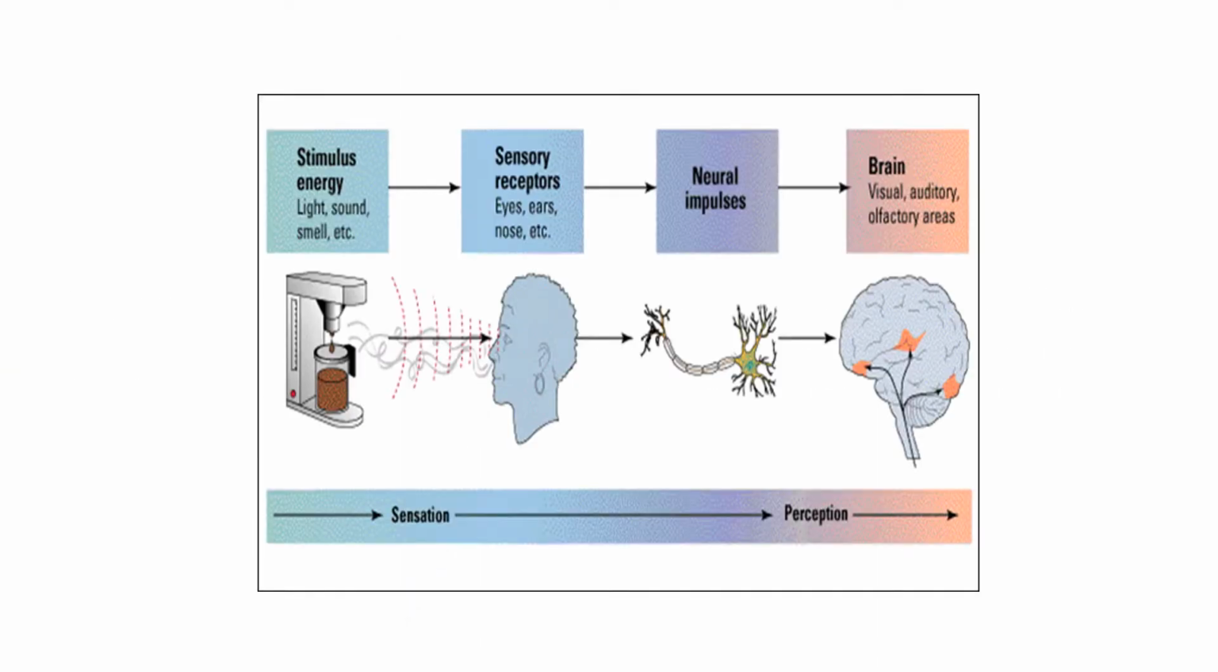So we look at this picture. First we have stimulus energy, example light, sound, smell, etc. And then we have sensory receptors, example eyes, ears, nose, etc. So this stimulus energy through sensory receptors goes to our brain through neural impulses. So stimulus energy and sensory receptors come under sensation, and neural impulses and brain come under perception.